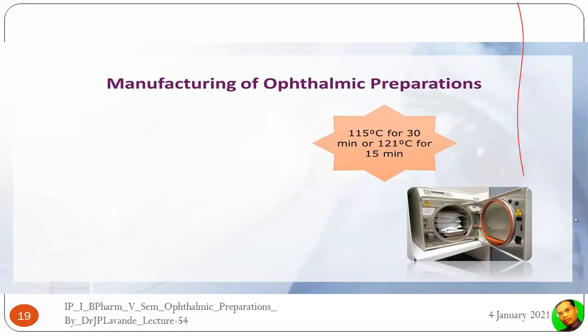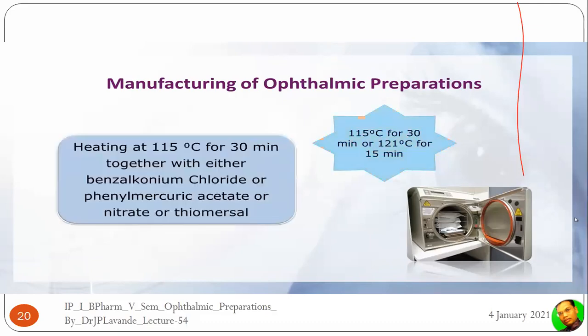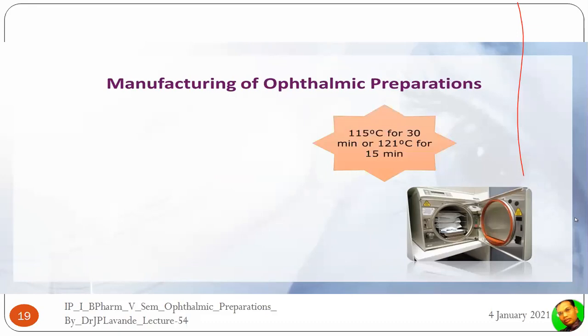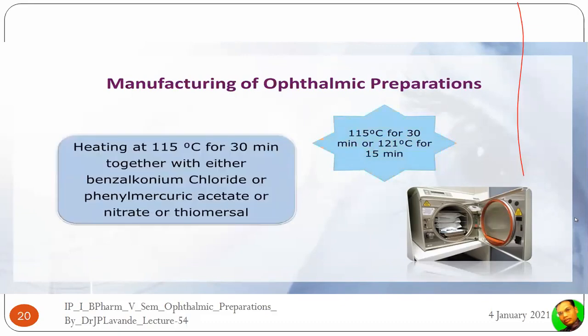So as I said, in case of heat sterilization, what we have to use is the autoclave, right? At 115 degrees Celsius for 30 minutes, that is the duration of exposure. Or if we want to reduce the exposure time, we need to increase the temperature. So either we can sterilize at 115 degrees Celsius for 30 minutes or 121 degrees Celsius for 15 minutes. Either of these two can be used to sterilize the ophthalmic eye drop product.